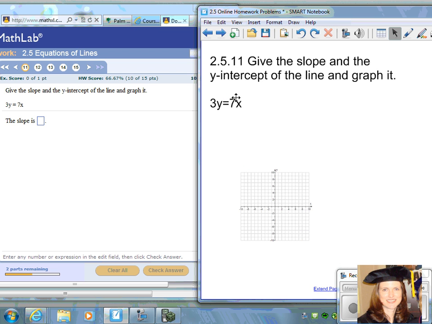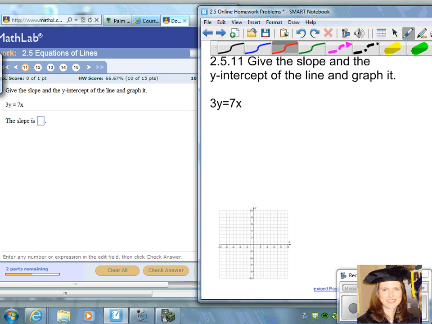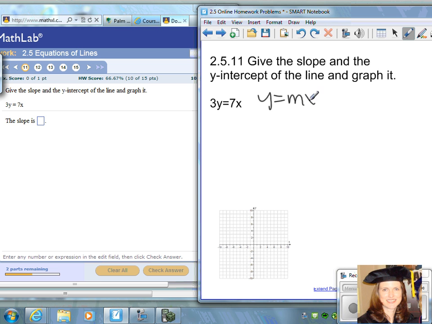Moving on to number 11. Give the slope of the line and the y-intercept and graph. Again, we want to get this in the form of y equals mx plus b, where m is the slope and b is the y-intercept. So to get the y by itself, we're going to divide both sides by 3. The 3's will divide out so that we end up with y equals 7 over 3x. So the slope of this line is the fraction in front of the x, which is 7 over 3, and the y-intercept b is 0.